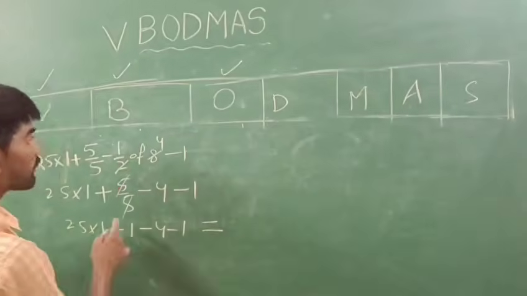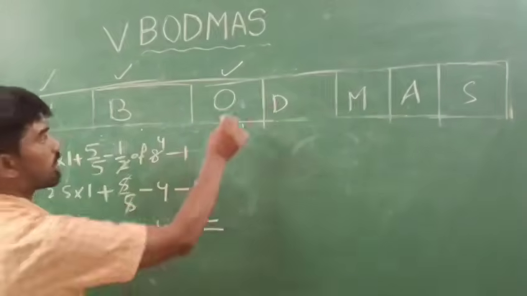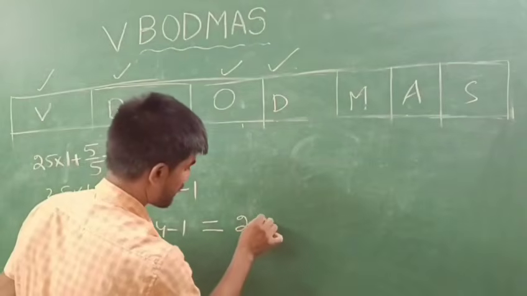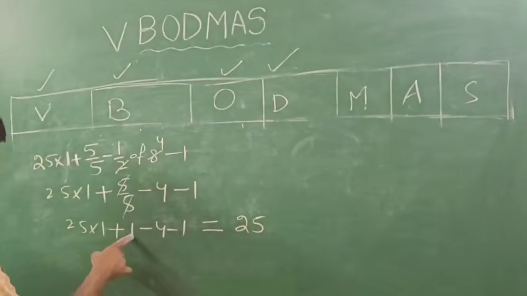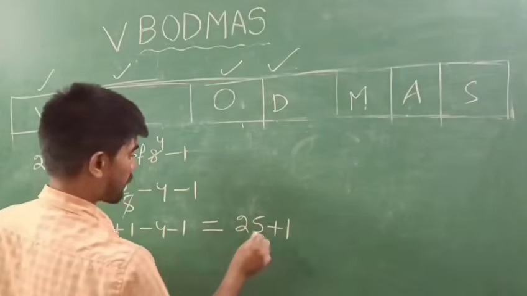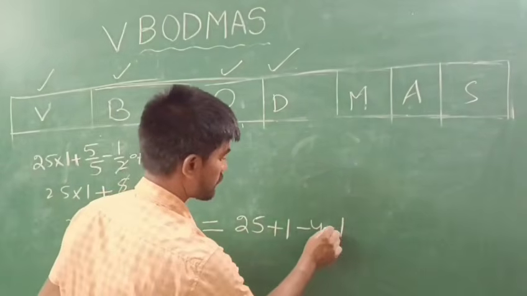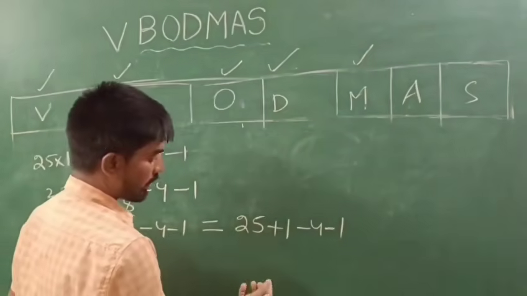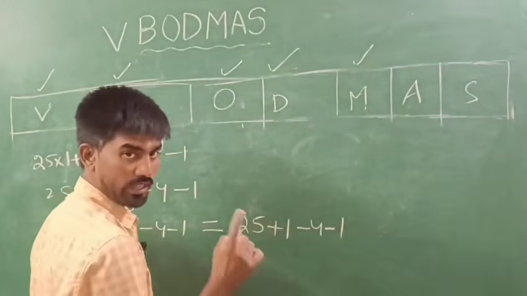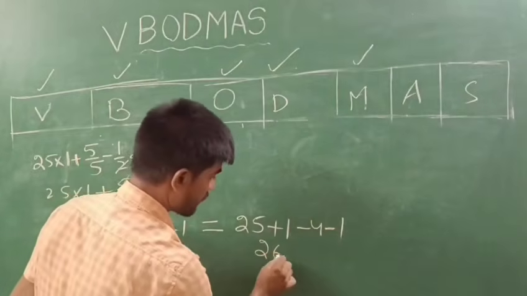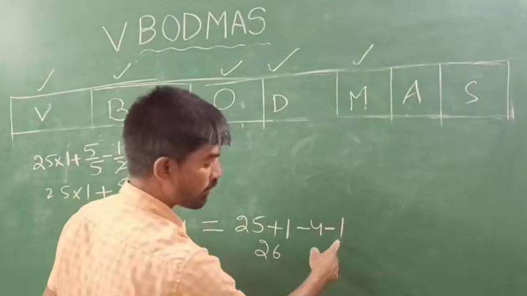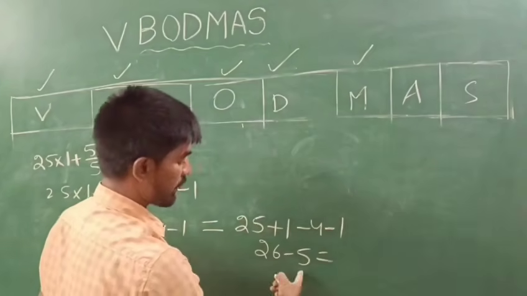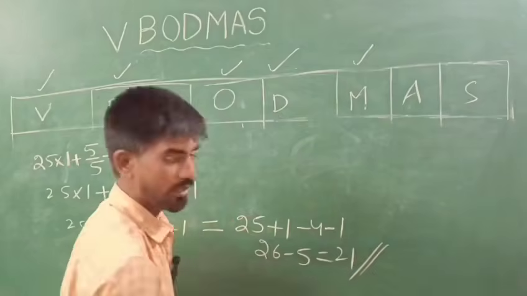Division is over. Next multiplication, 25 into 1 is 25, then plus 1, minus 8 minus 1. Multiplication is over. Next addition: 25 plus 1 is 26. Then subtraction: minus 8 minus 1 is minus 9. 26 minus 9 is 17. This is the BODMAS.